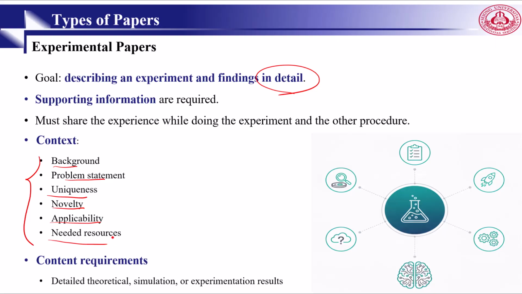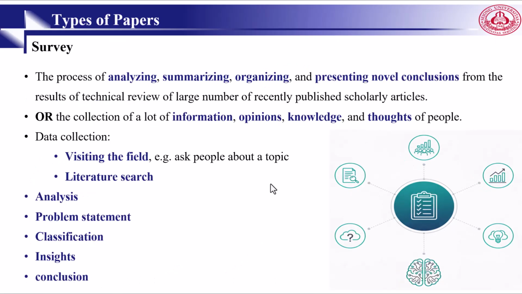In order to prove our idea, we need to go for simulation or experiments based on our problem. Survey papers hold a special place in academic publishing because they synthesize and contextualize existing research rather than introducing entirely new experimental results. The process of a survey paper is to analyze, summarize, organize, and draw novel conclusions from the large body of recently published scholarly work. Through this process, survey papers help researchers to identify key trends, emerging challenges, and open research gaps.